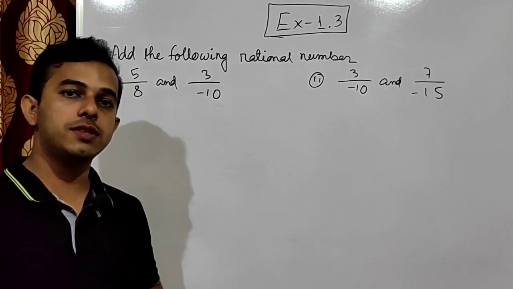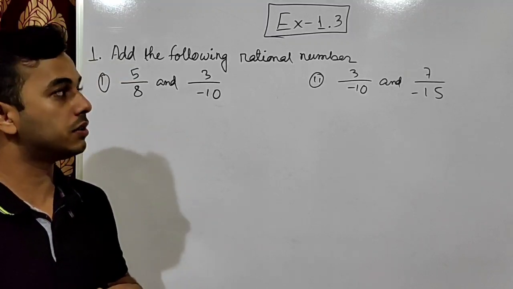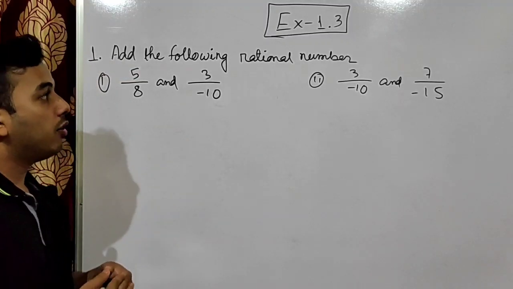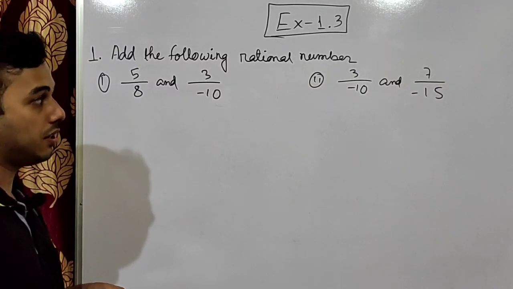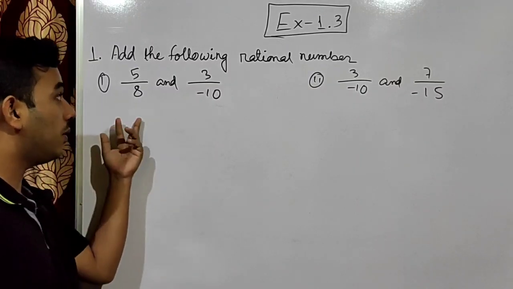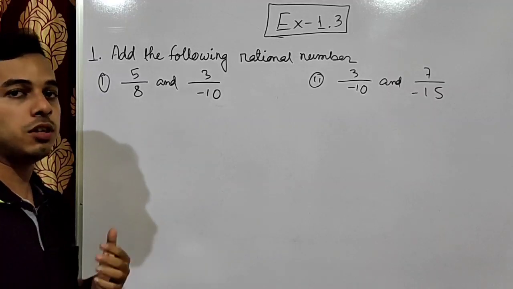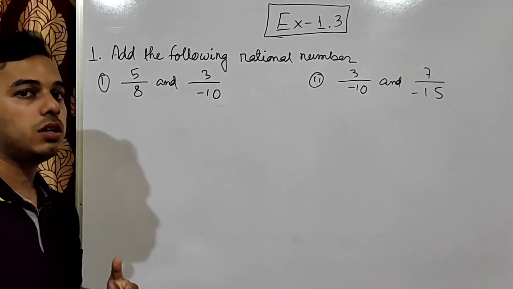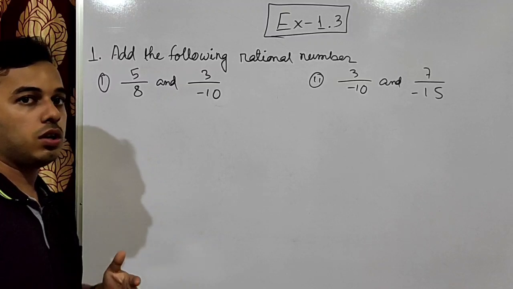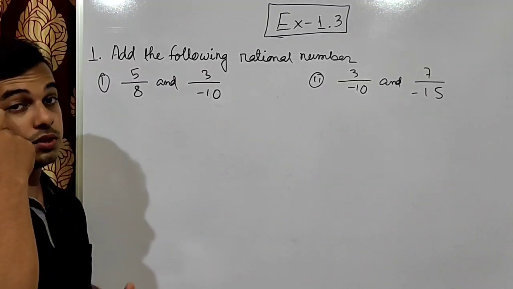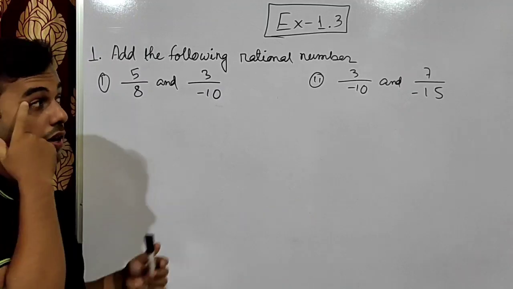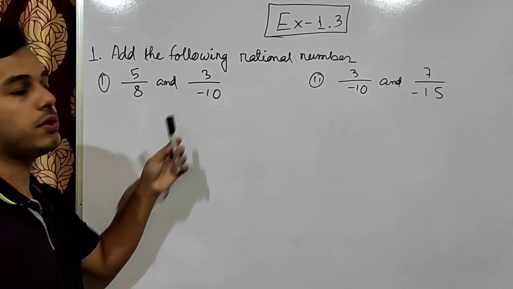So our first question is: add the following rational numbers. Question 1 is 5 by 8 and 3 by minus 10. So we have to add both these rational numbers. Now before adding we have to look at their sign, that is, if one is positive and another is negative. Now here we have one rational number with a negative sign.